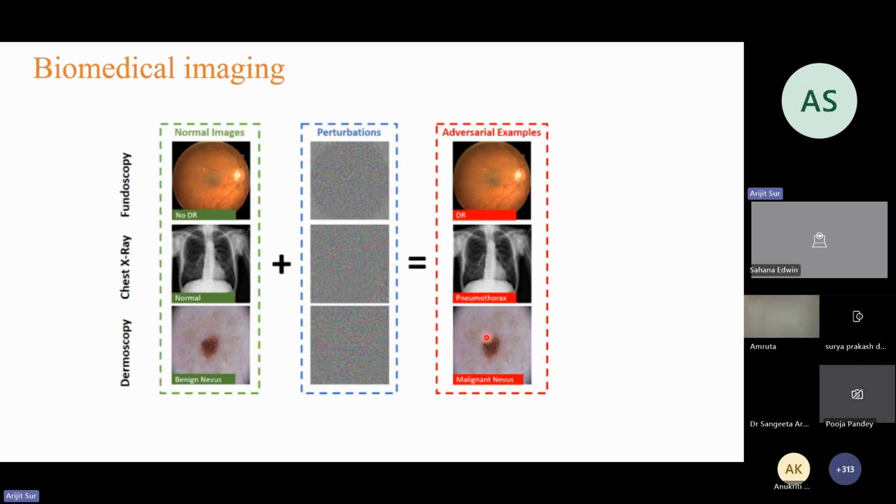What we are trying to say in the last few slides is that adversarial perturbation has become a serious threat to computer vision and related areas.